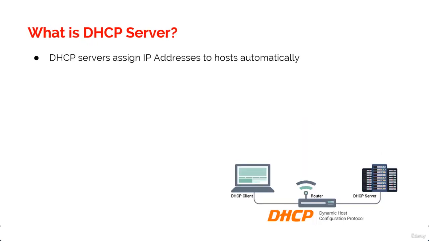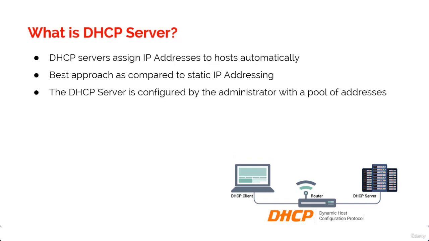In essence, DHCP server, that is Dynamic Host Configuration Protocol, as the name suggests, assigns IP addresses to hosts. Now, this protocol gives us a much easier way to administer by automatically providing the IP information than the alternative and tedious method of static IP addressing. Now, a DHCP server is configured by the administrator with a pool of addresses. These are called the IP addresses used by the DHCP server.